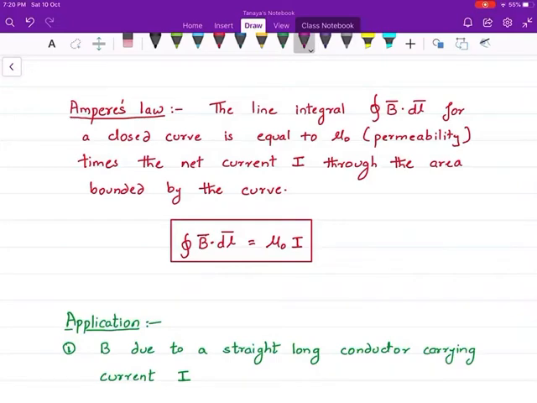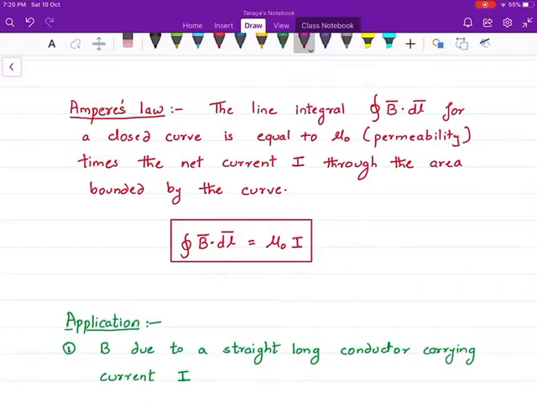Now let's see what this Ampere's law is. Ampere's law states that the line integration of B bar dot dl bar for a closed curve is equal to mu naught times the net current I through the area bounded by the curve. And the equation for Ampere's law is closed integral B bar dot dl bar is equal to mu naught I.